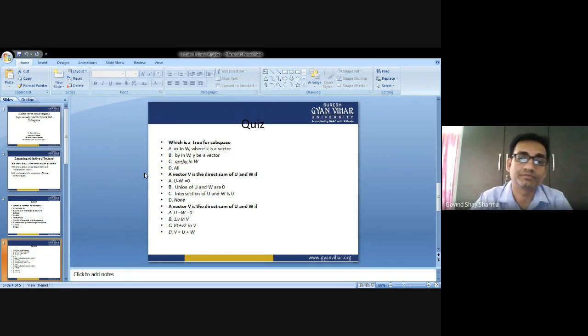A vector space V is the direct sum of U and W if: U minus W is 0, v1 in V, v1 plus v2 in V, and V is equal to U plus W. So this is again the statement of the theorem that the necessary and sufficient condition of a direct sum is when V is equal to U plus W and U intersection W is 0. So these are all the cues from the theorem.